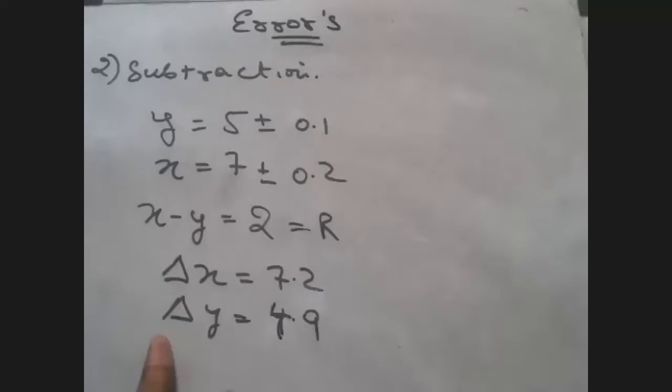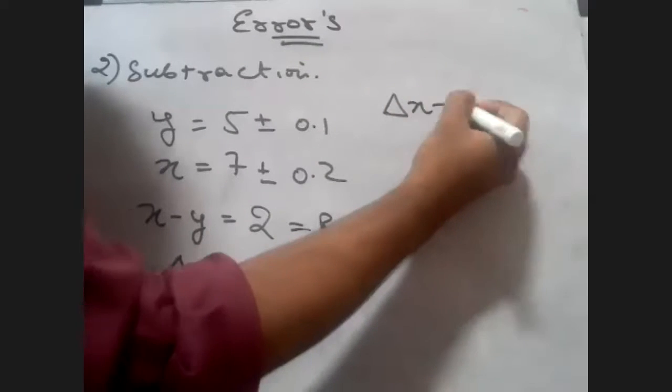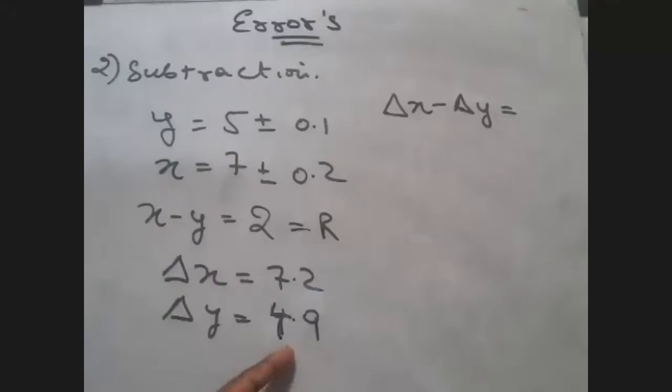Now look here. If I have to follow this, what is going to be my delta x minus delta y? Can you tell me? Delta x minus delta y will be equal to what? 7.2 minus 4.9 is how much? 2.3. How much are you getting? 2.3. One minute. Did I make a mistake here?